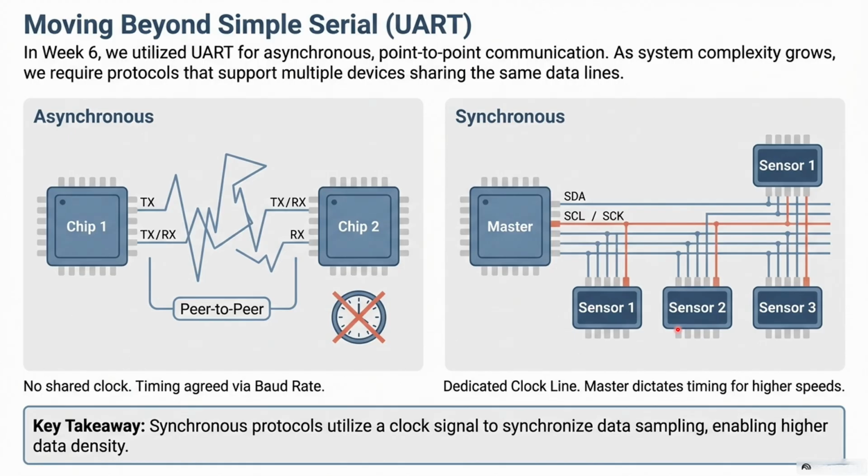Think of the difference like this. Asynchronous is like two people trying to clap in unison in total darkness. They have to hope their internal sense of rhythm is exactly the same, or they will eventually fall out of sync. While synchronous is like a marching band, where the master is the drum major and the dedicated clock line, SCL or SCK, is the beat of the drum. Because every sensor in the system follows the same beat, the master can synchronize data sampling perfectly, allowing for much higher data density and faster speed.